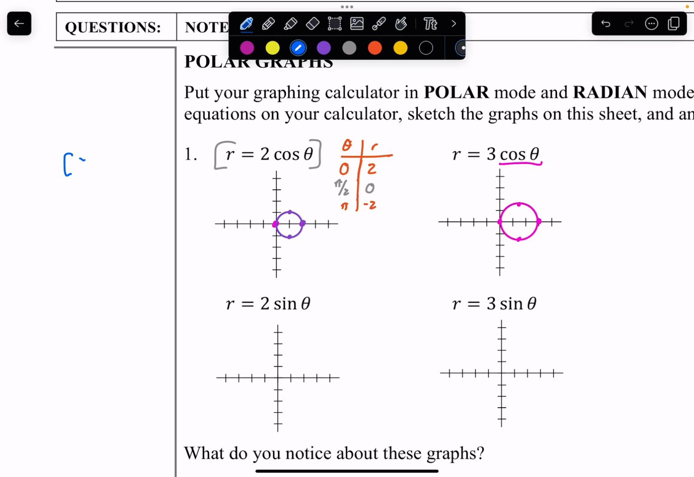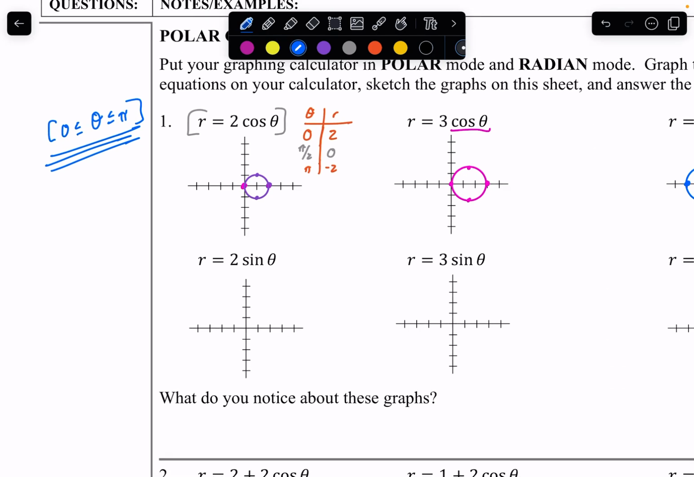Okay, it's going to be really important that you pay attention to the domain on these. So one full revolution, one full circle is just 0 to pi. Because later on when we're doing area, if we go 0 to 2 pi, it's actually going to give me the area of 2 circles. So you've got to know this.